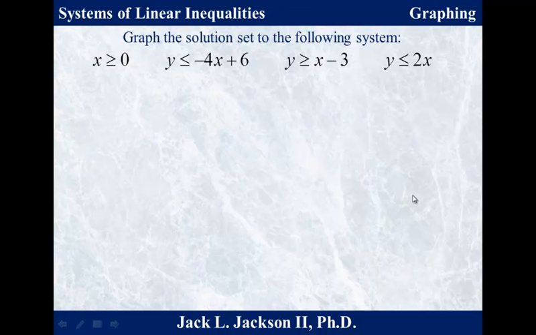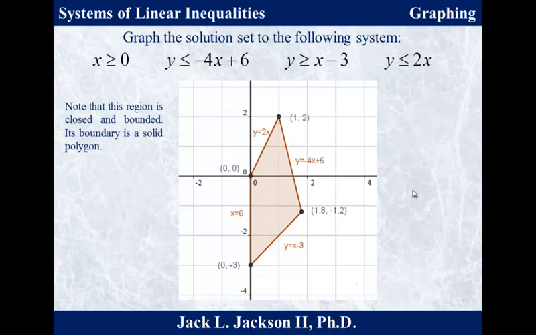Alright, another one to practice. Try this one out. Press pause, come back when you get it done. Well, when it's all said and done, this is what it looks like. I've got the boundary curves, x equals 0, y equals 2x, y equals -4x plus 6, and y equals x minus 3 labeled. In this case, it's closed and bounded.